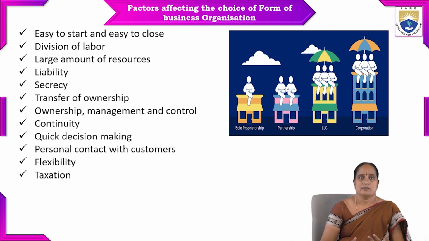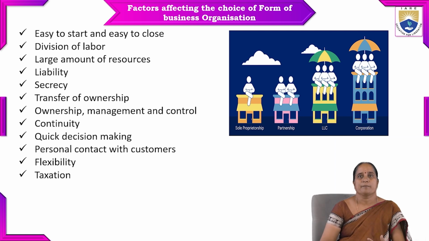So these three lie in one single hand under sole proprietorship and partnership, based on their agreement. The ownership may be the same or different. Management and control should be done by other people. And continuity, it's a continuous process, so it will run forever. In that way, business organizations maintain continuity in their business operations.